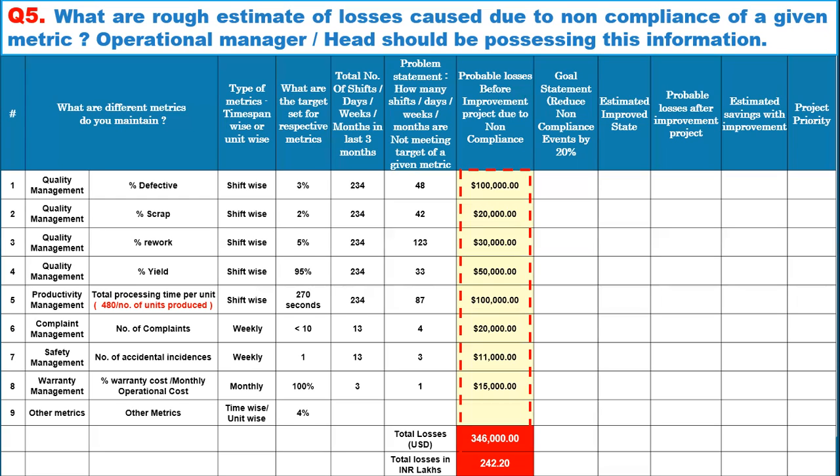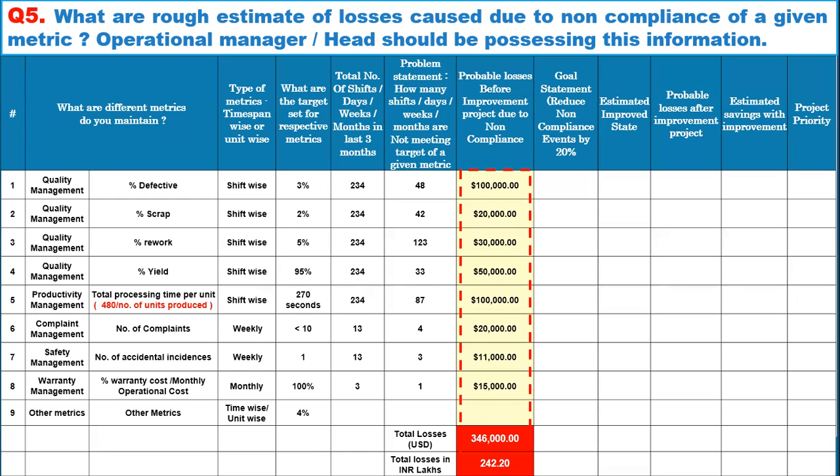Roughly in Indian currency, since it was an Indian company, it was close to 2.42 crore rupees. So Indian rupees around 2.42 crores, so 242 lakhs, or in terms of millions, it would be 24.2 million rupees. That's what the losses they had. So that's about question number 5.